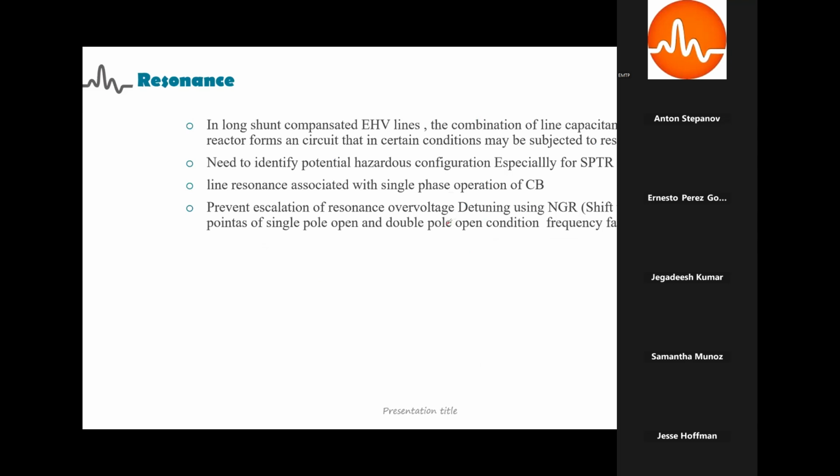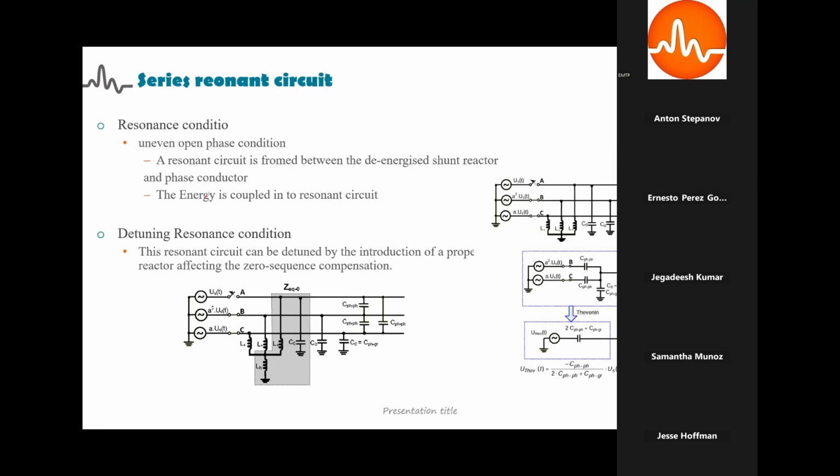So now, in addition to neutralization, whenever there is single pole tripping, an unbalanced condition is being introduced into the system intentionally. This unbalanced condition will lead to resonance of the line. That is, the de-energized shunt reactor oscillates with the de-energized capacitance through the capacitive coupling between the de-energized phase and the energized phase. So this is the resonance condition.